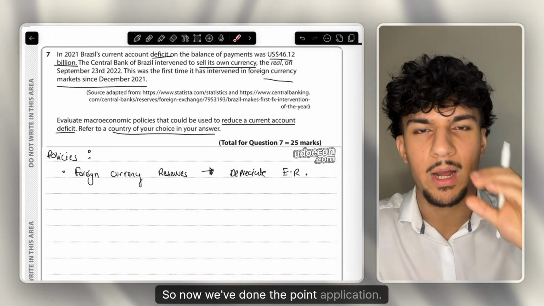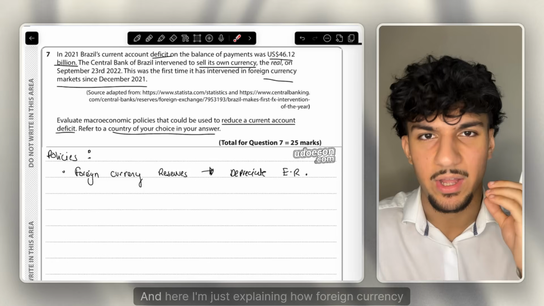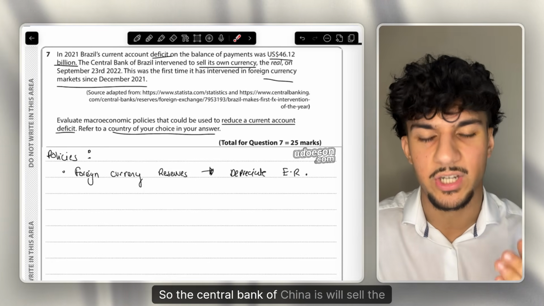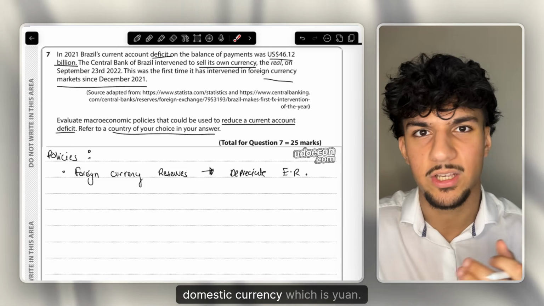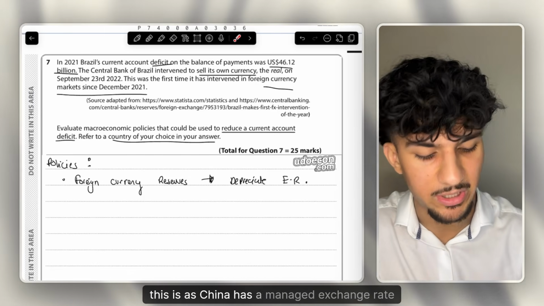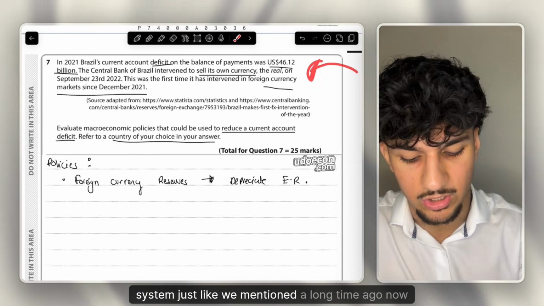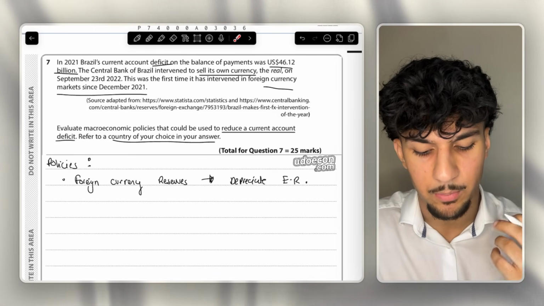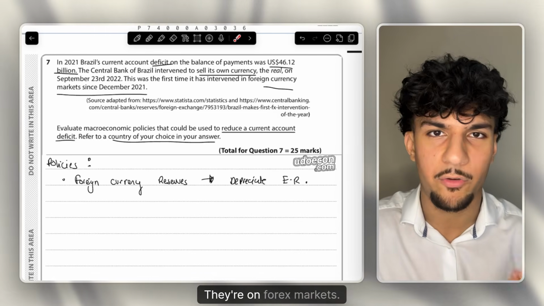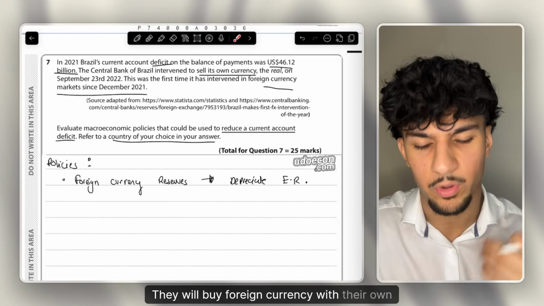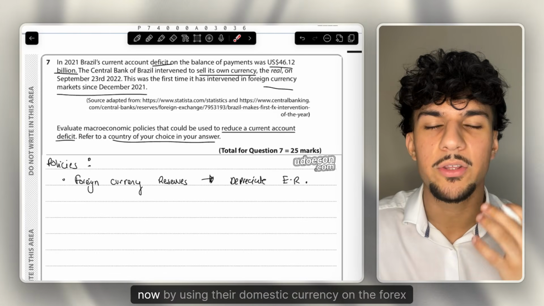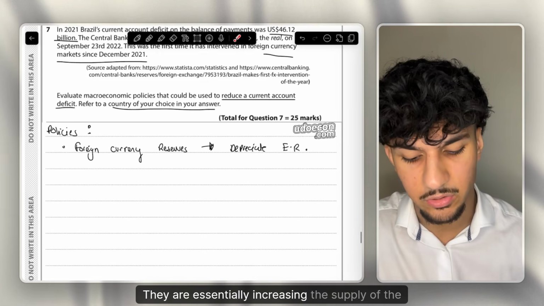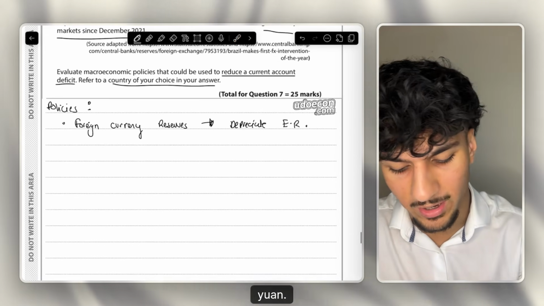So now we've done the point application, now onto the analysis, and here I'm just explaining how foreign currency reserves work. So the Central Bank of China will sell their domestic currency, which is yuan, and this is as China has a managed exchange rate system, just like we mentioned a long time ago now, but we mentioned that Brazil also has a managed exchange rate system. But what will they do? On forex markets, they will buy foreign currency with their own domestic currency. Now, by using their domestic currency on the forex market, what are they doing? They're essentially increasing the supply of the yuan. And what can we show that on?